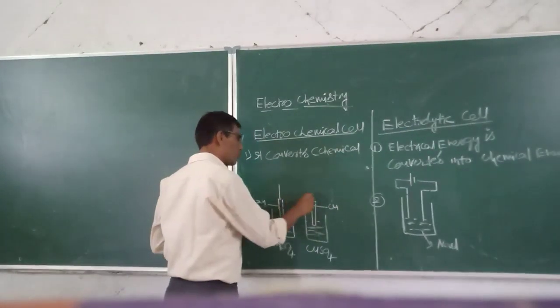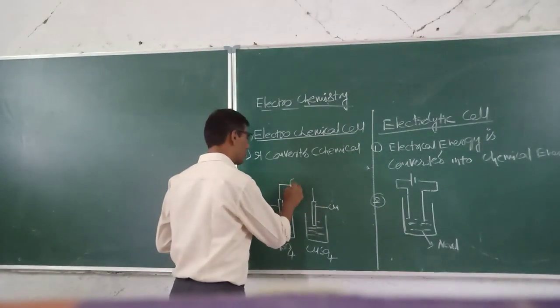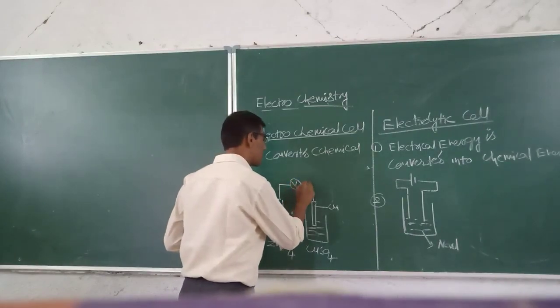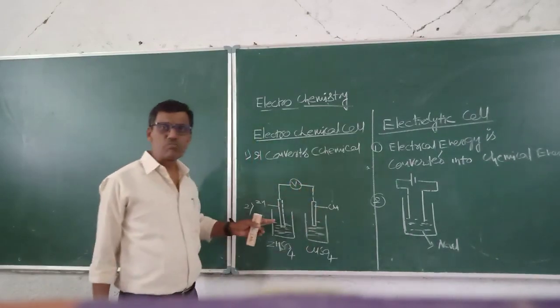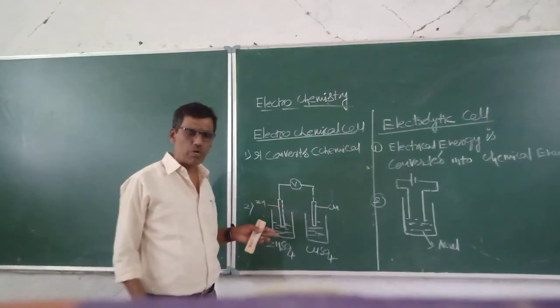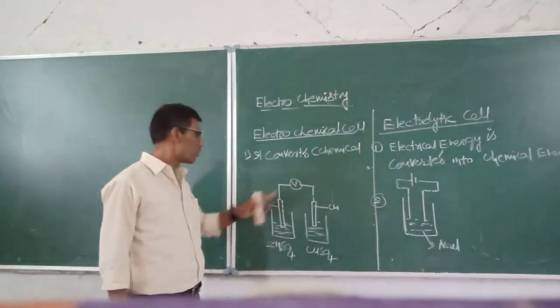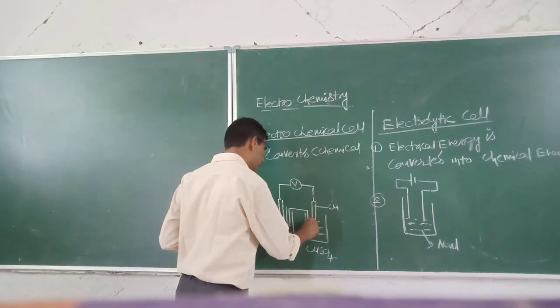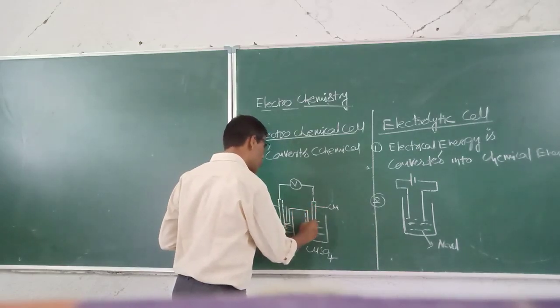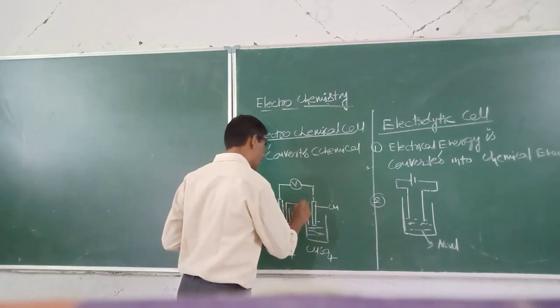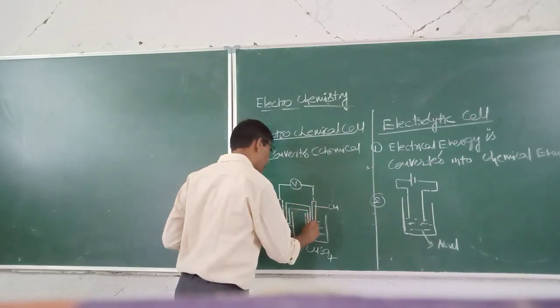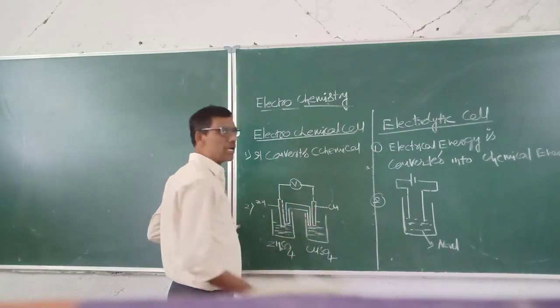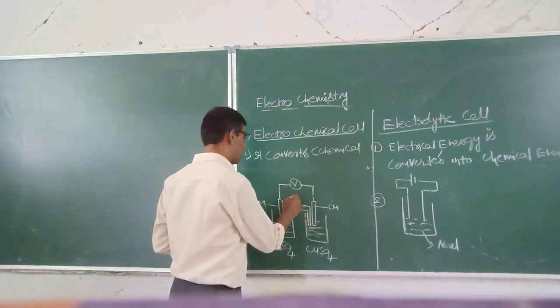So these two electrodes are connected to a voltmeter, which measures the voltage of the current that is produced here. And these two are internally connected by an inverted U-tube like arrangement, which is called a salt bridge. We'll discuss the salt bridge later.